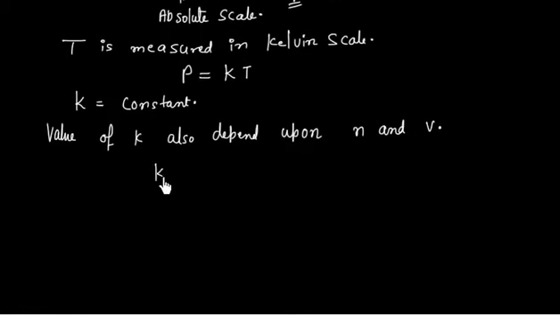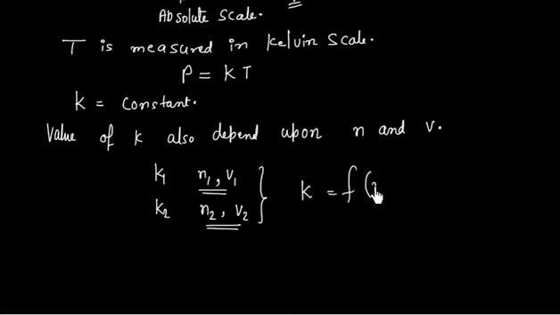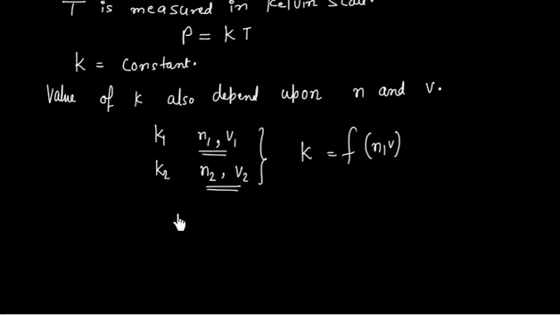So if I have constant K1, the number of moles is N1 and volume is V1, we can have constant K2 for number of moles N2 and volume V2. So you'll have a different value of the constant if I have different moles and different volume. So K is basically a function of the number of moles and volume.